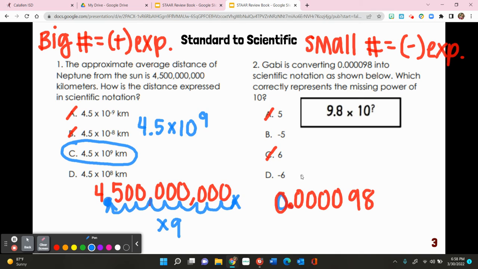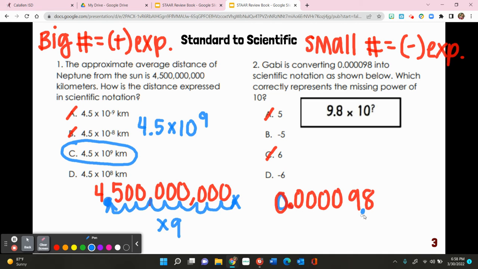non-zero number. So if I start off at the very left, I have 0. I cannot place it after 0. Still cannot place it after 0. Still cannot place it after 0. Still cannot place it here. And I'm now going to place it after my first non-zero number, which is 9. So here this is 9.8. Okay, so this is where my new decimal goes.